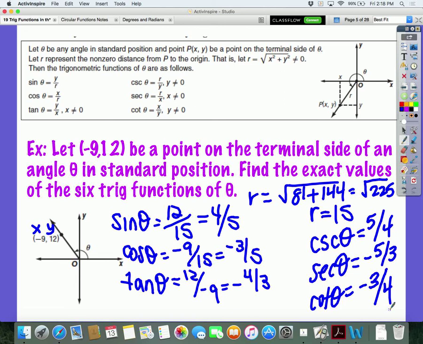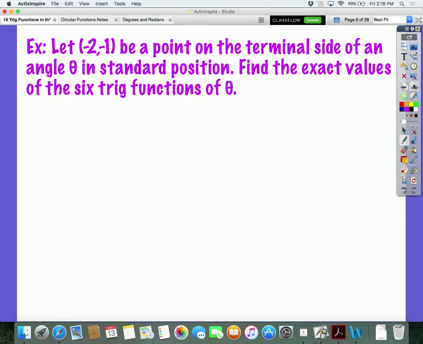Be careful. Watch your signs. Over here. Let (-2, -1) be a point on the terminal side of an angle theta in standard position. Find all the exact trig functions of theta. Negative 2, negative 1 is located where? Quadrant 3. So you have a terminal side with the point (-2, -1).